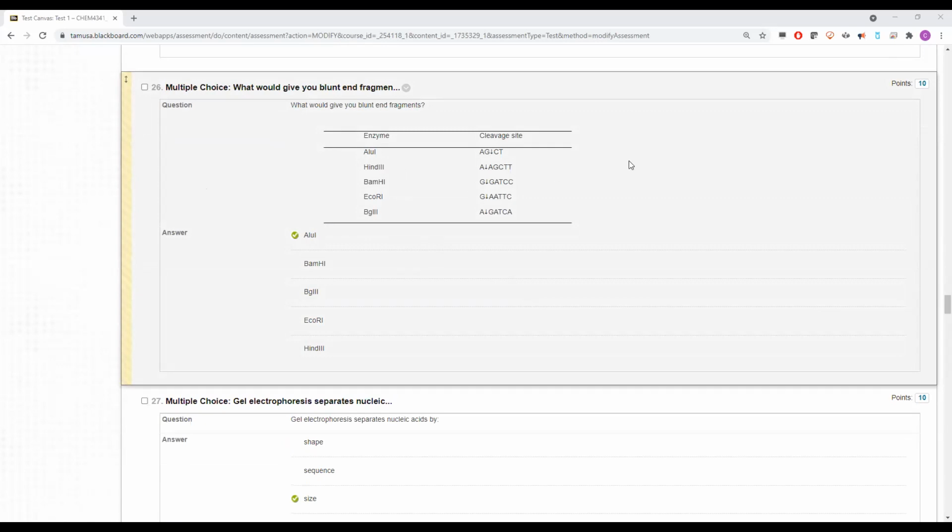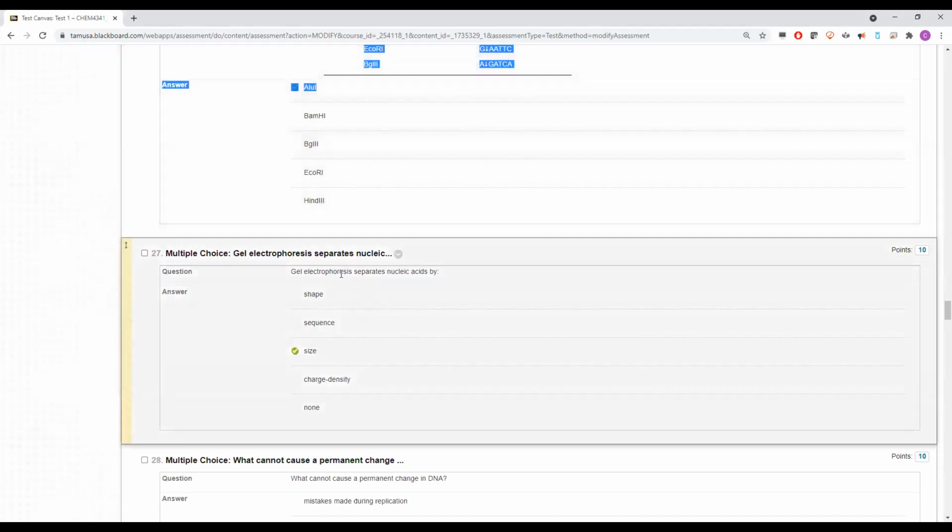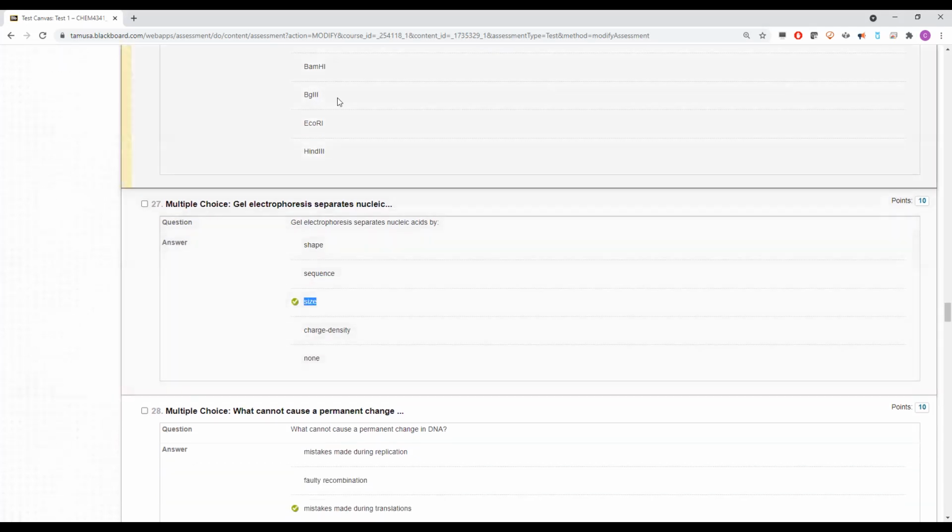Something like this should hopefully, at this point, be instant recognition of, okay, this is split right in the middle. Select that, move on. Gel electrophoresis separates nucleic acids by what? Again, I probably spent like 10 minutes going over in class how it's just by size. But yeah, no need to go over all of the tests.